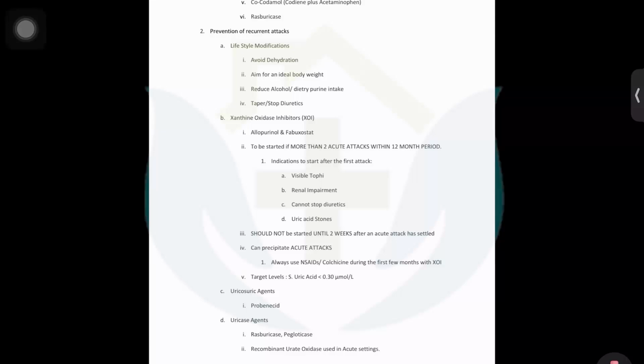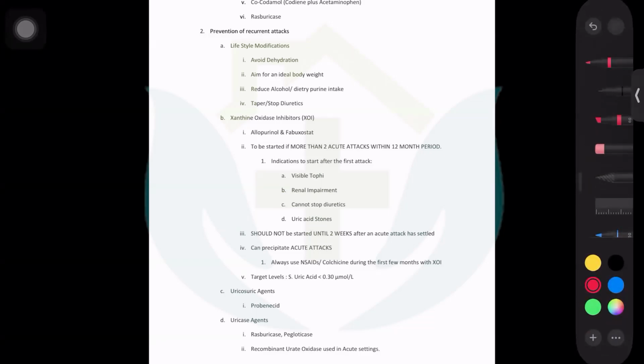And rasburicase is the drug of choice. All of the other drugs will need their time. They are, what do you say? Competitive inhibitors. So competitive inhibitors have no reputation in the world of chaos. They will be overturned by the excess amount of uric acid.